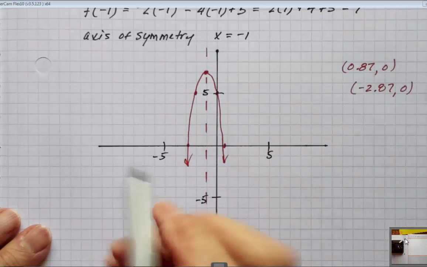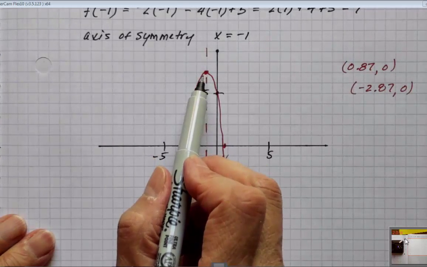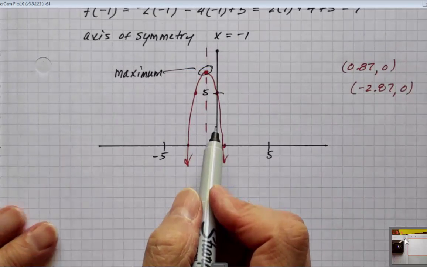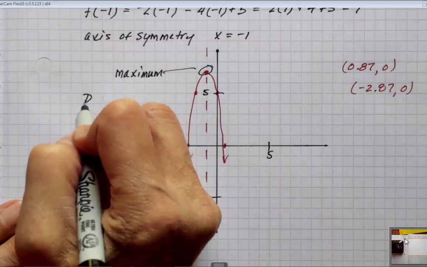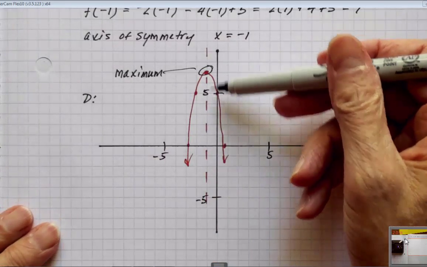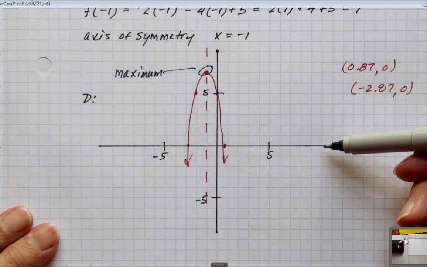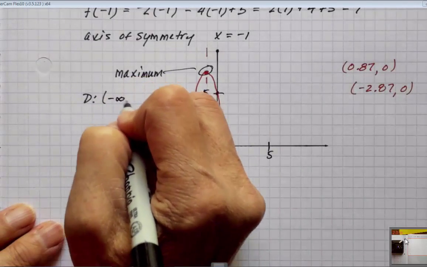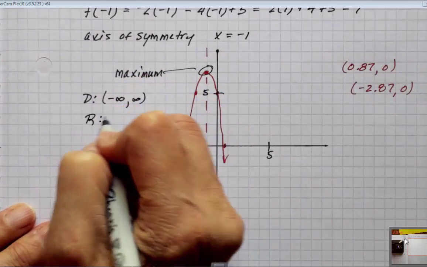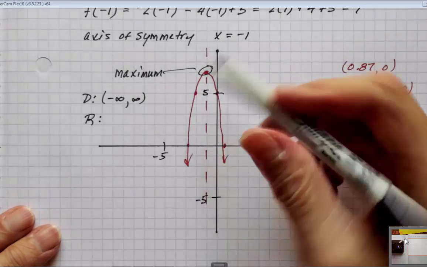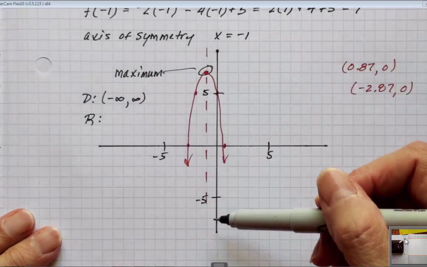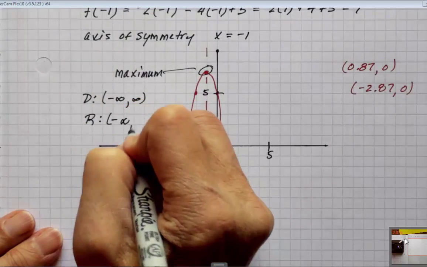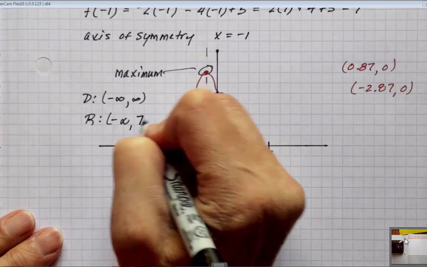I can then decide that since it's a parabola opening down, this is a maximum. And I can also determine my domain and my range. My domain, if I take the entire function and project it onto the x-axis, I'm going to continue going in the x direction, so it's going to be -infinity to infinity. And then in the y direction, if I project it onto the y-axis, I'm going to end up going from negative infinity to 7, including 7.